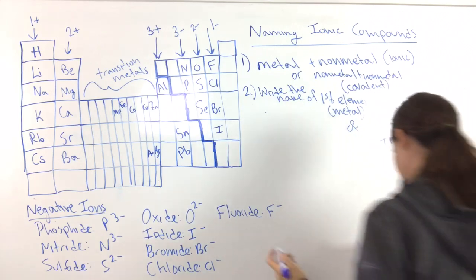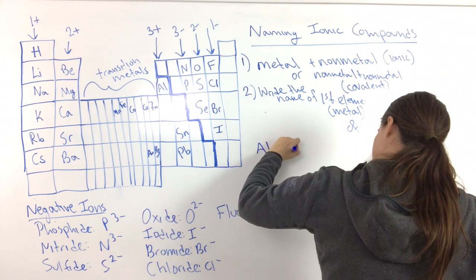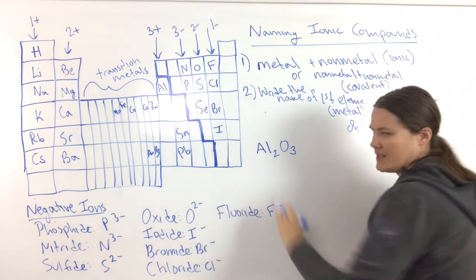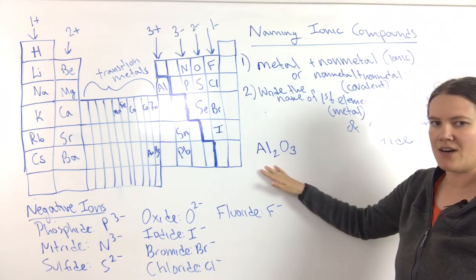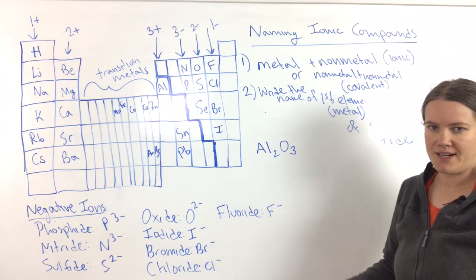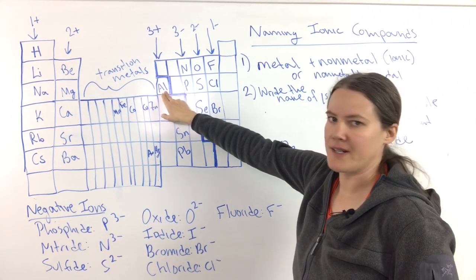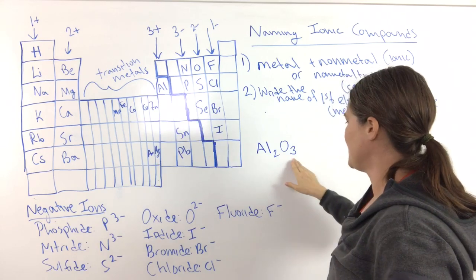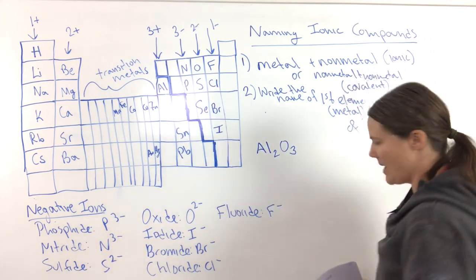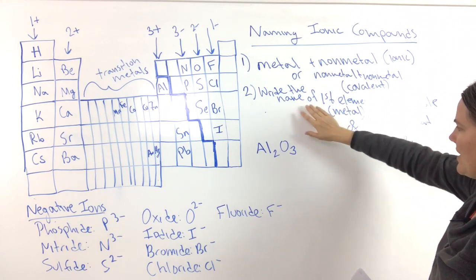Let's say we have aluminum and oxygen. So we're given this compound and we want to figure out what the name is for this. First of all, we need to figure out if we have an ionic or a covalent bond. So aluminum is a metal. It's right here on the periodic table. And oxygen is a non-metal. It's right here on the periodic table. So we have a metal and we have a non-metal. So we're going to use the naming convention for ionic compounds.